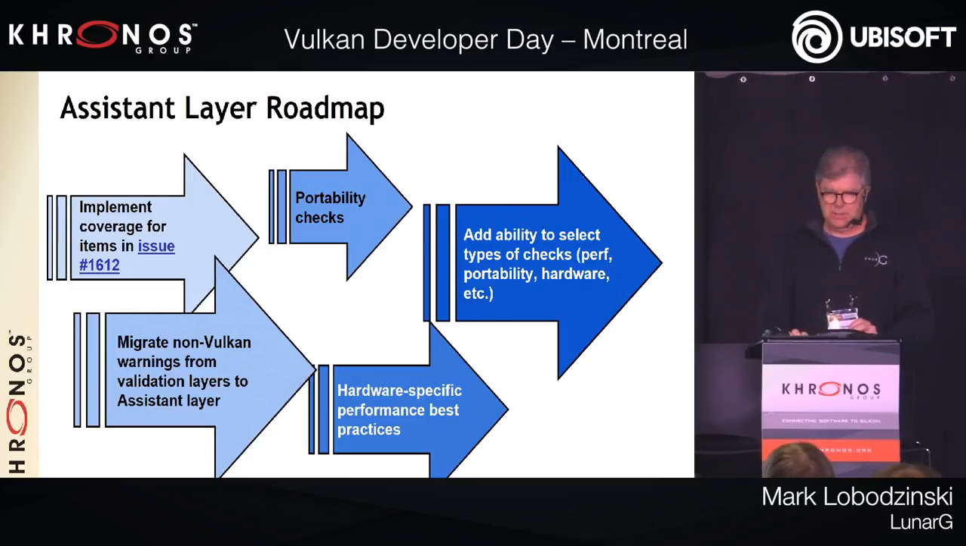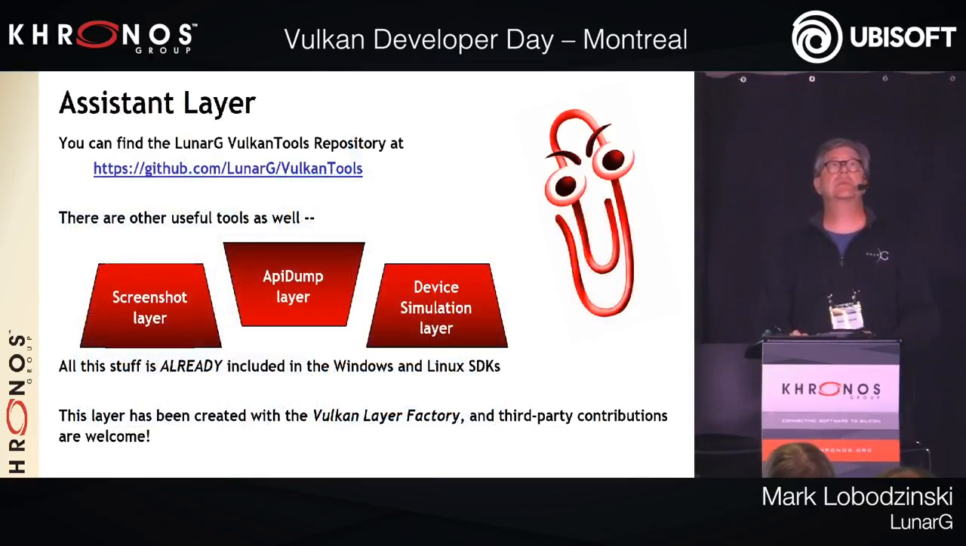Another suggestion we've had from people is that different IHV platforms could have different performance requirements. It would be really easy to have plug-in layers or parts of the assistant layer for different hardware platforms that you could plug in and get notifications that you're violating best practices on that particular hardware platform. Another thing is being able to switch these checks on and off. This layer is available in the LunarG Vulkan Tools repository on GitHub.